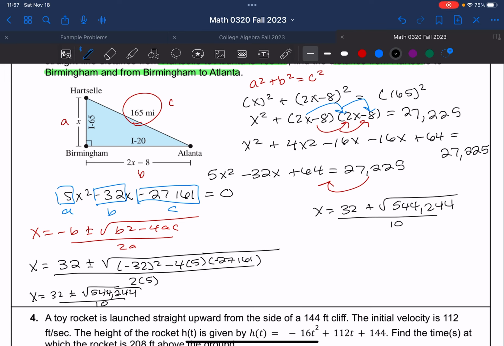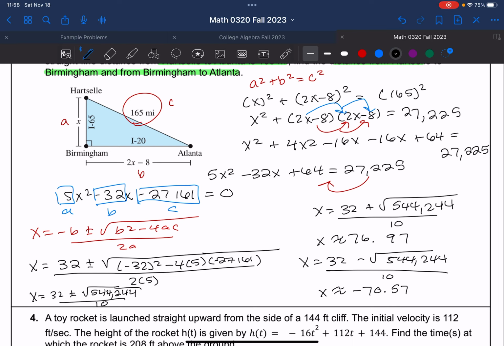over 10, and we would type that into our calculator, and we get x is approximately 76.97, and then we have the opposite one where we're subtracting, and then you type this into your calculator, and you would get approximately negative 70.57.